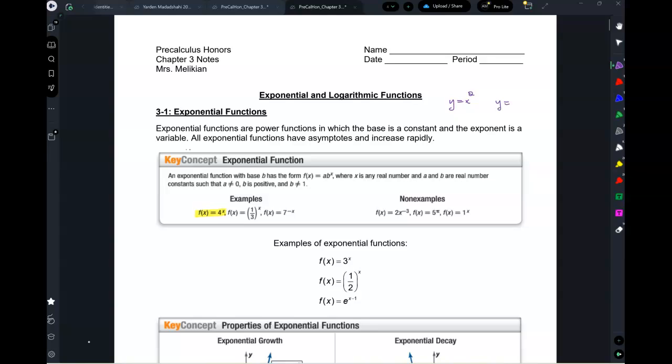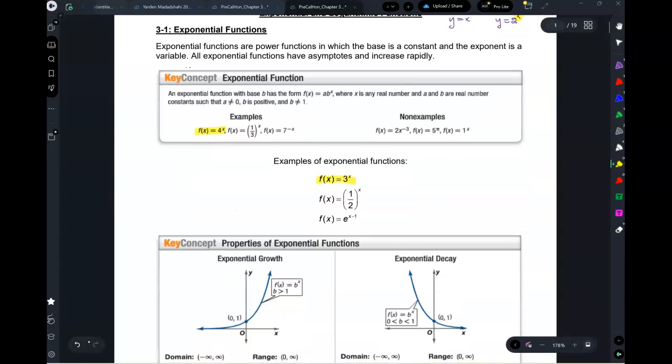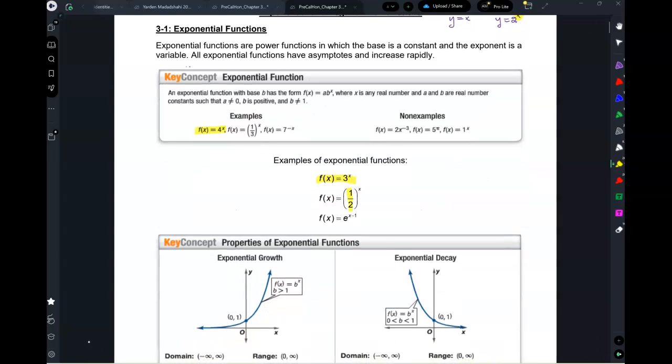So it's going to be something like y equals 2 to the power of x, right? So the variable is the exponent. Examples of exponential functions are, like this one, 3 to the power of x. It could be 1/2 to the power of x, again, a constant to the power of x. It could be e, remember e is just a regular old number, 2.7, to the power of x or x minus 1, right? These are all examples of exponential functions.